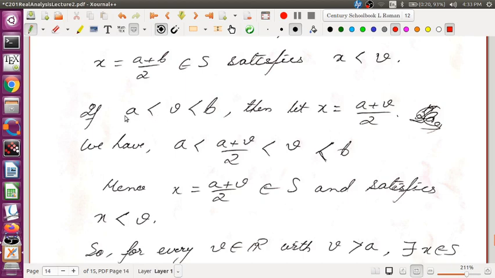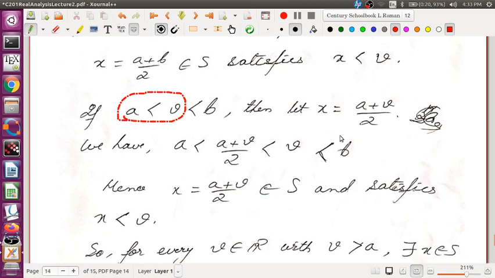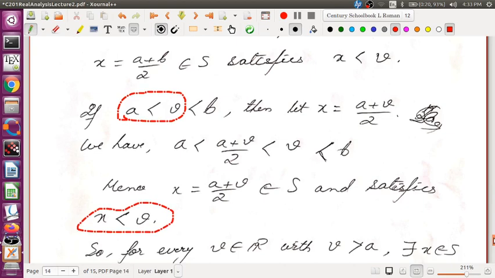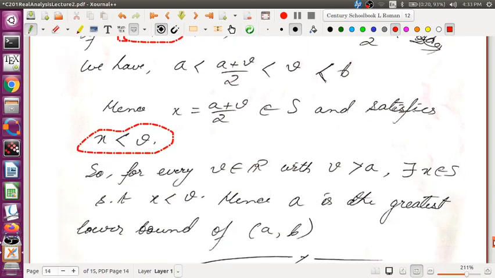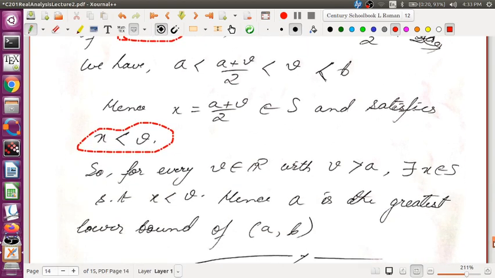So if v lies between a and b, we need an element which is less than v, so we will take the arithmetic mean of a and v, right? So let x equal to (a+v)/2. So we have a less than (a+v)/2 less than v. So x equal to (a+v)/2 is an element inside S, and it satisfies that x is strictly less than v. That means v cannot be a lower bound, because there are elements which are smaller than v. So v cannot be a lower bound of this set.